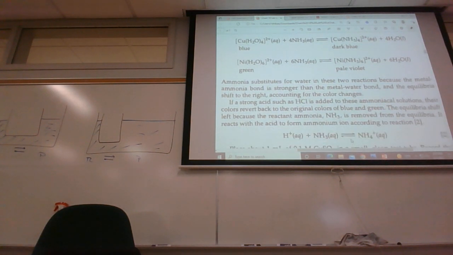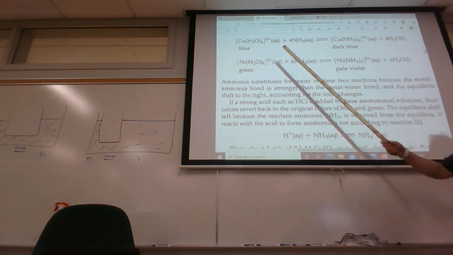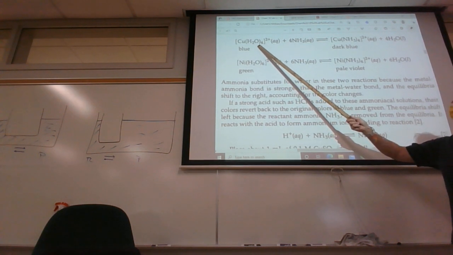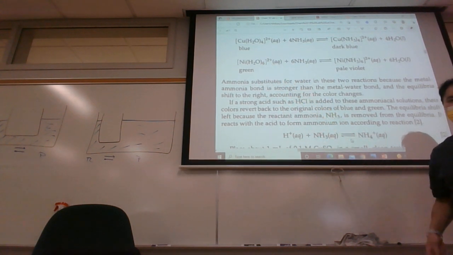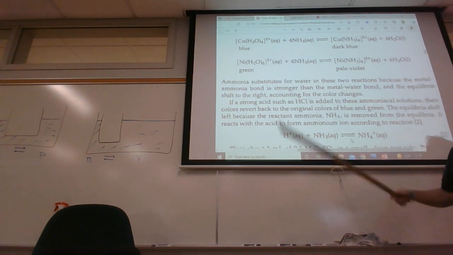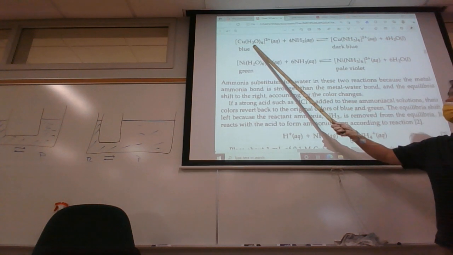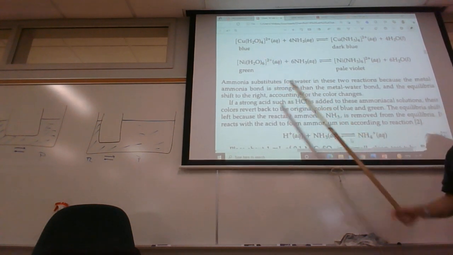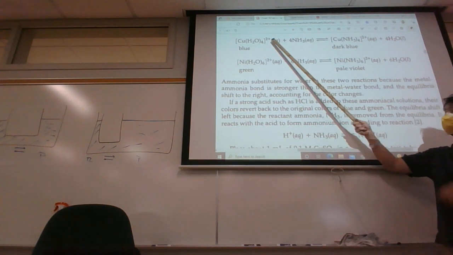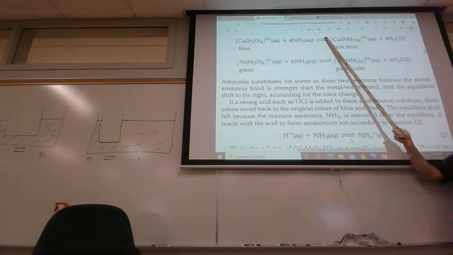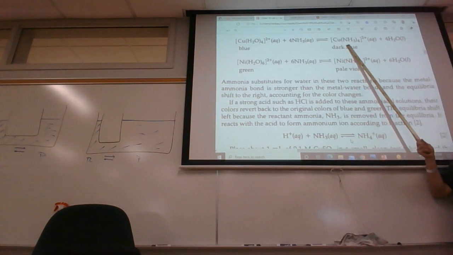Take a look at the first reaction here. The first reaction is we have this light blue copper ion. Well, how do you name that? Tetraaquacopper(II), the tetraaquacopper(II) ion. It's light blue. We can get that from copper(II) sulfate solution. And then that's going to be in equilibrium. We call this equilibrium. It's going to be in equilibrium with this.